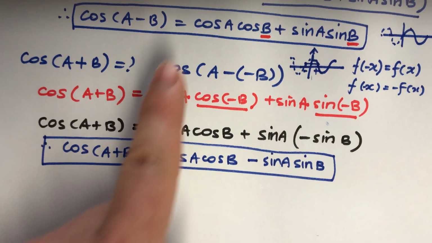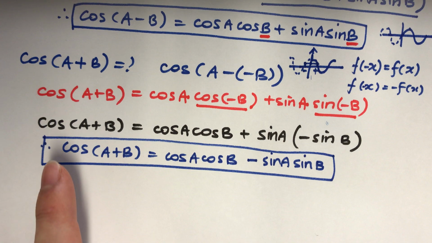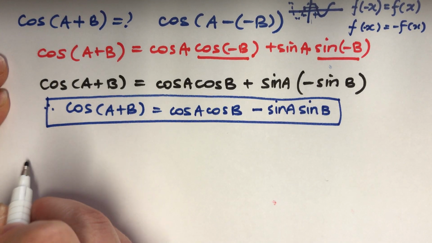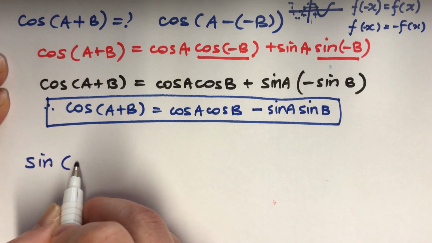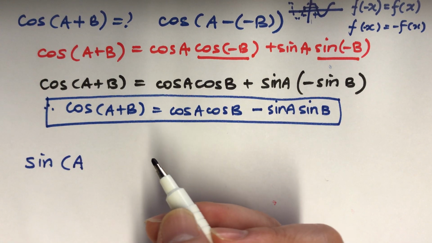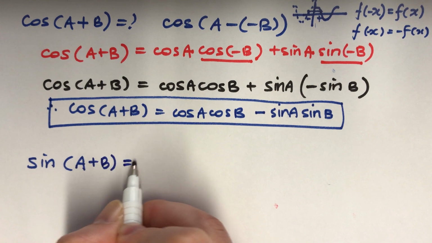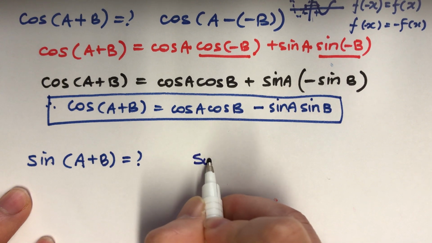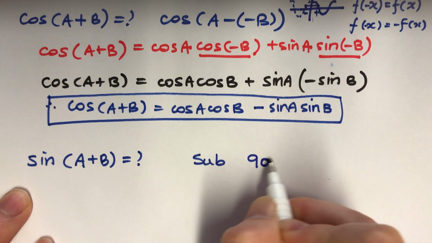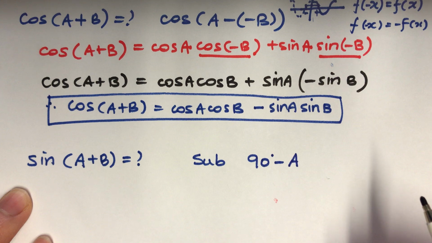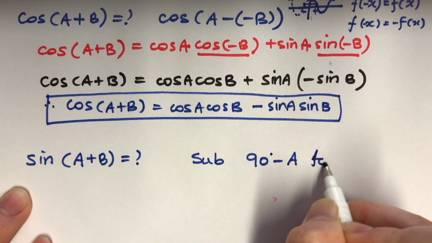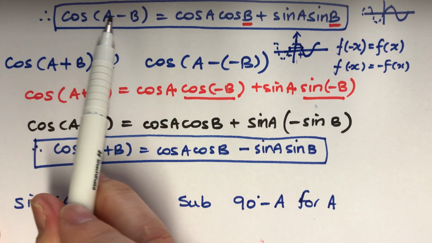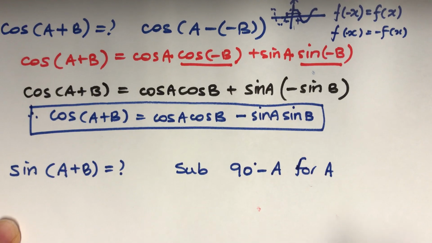Okay, so we got the cos(A minus B) formula there, and cos(A plus B). Excellent. So you might say, what happens, miss? What happens to sine(A plus B)? Now what we're going to do is substitute 90 degrees take away A for A. We're still going to use the original that we started. So let's have a look.